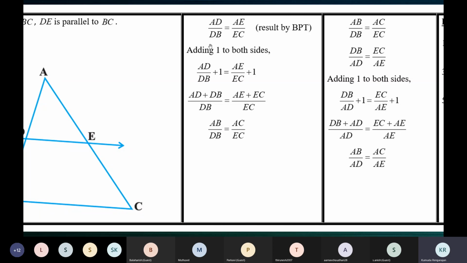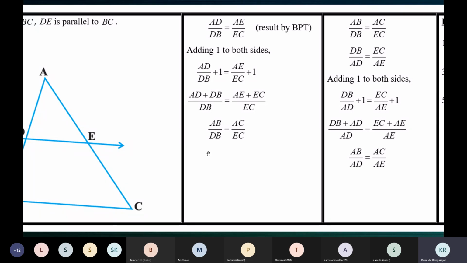So see, these are the 6 different results we have. This is the result by BPT. When you add 1 to both the sides, this is the new result. So we have 1, 2. Now this is the reciprocal of the result by BPT. Okay, so this is the third one. Now to this reciprocal, if you add 1 to both the sides, you get another new proportion. 4. When you take the reciprocal of this, 5, and when you take the reciprocal of this, 6.